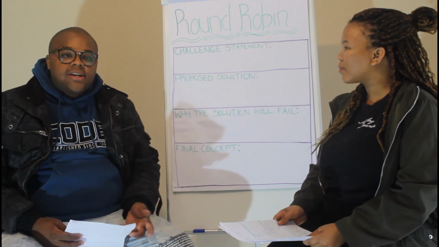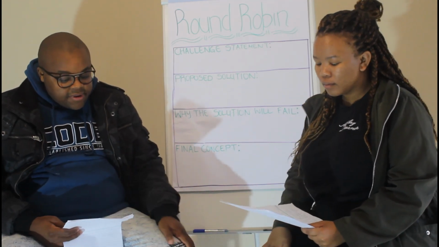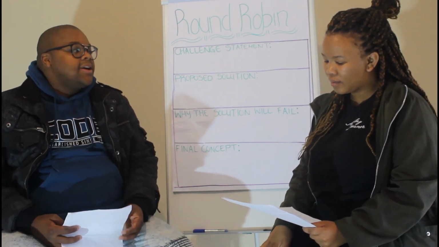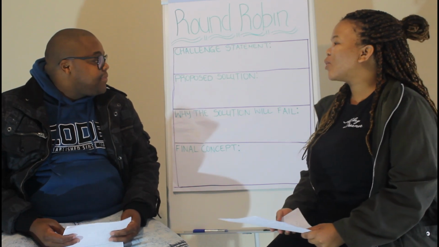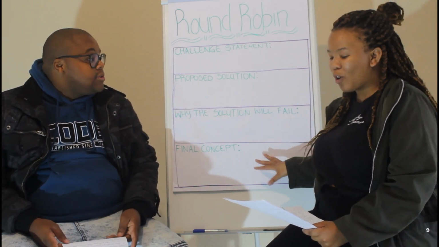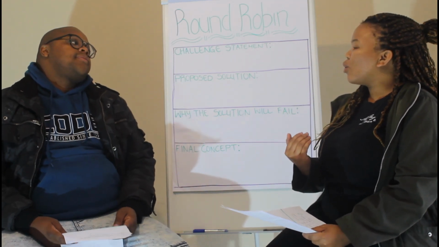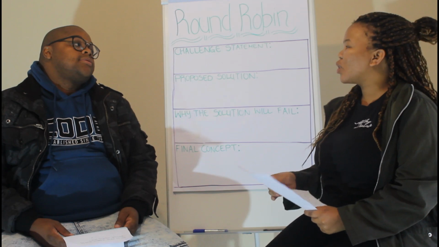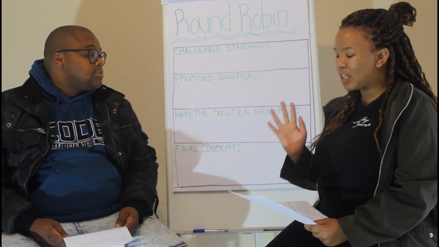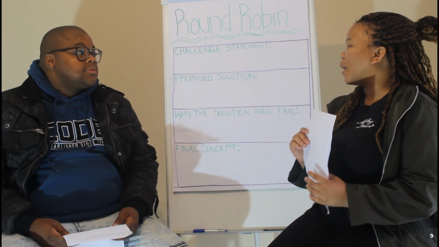Exactly. So the challenge statement we came up with is: how to improve directives issued by government regarding COVID-19. Yep, and I think that is cool. We're going to see how we use this to come up with the final concept of how we can improve directives that have been given by the government. Each person is going to have the same problem statement, so everyone will write how to improve directives issued by government regarding COVID-19 on their A4 paper.